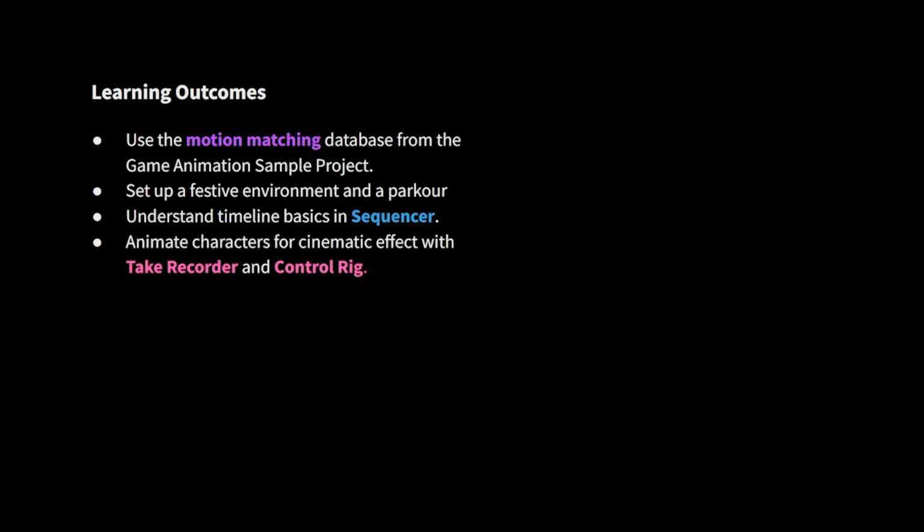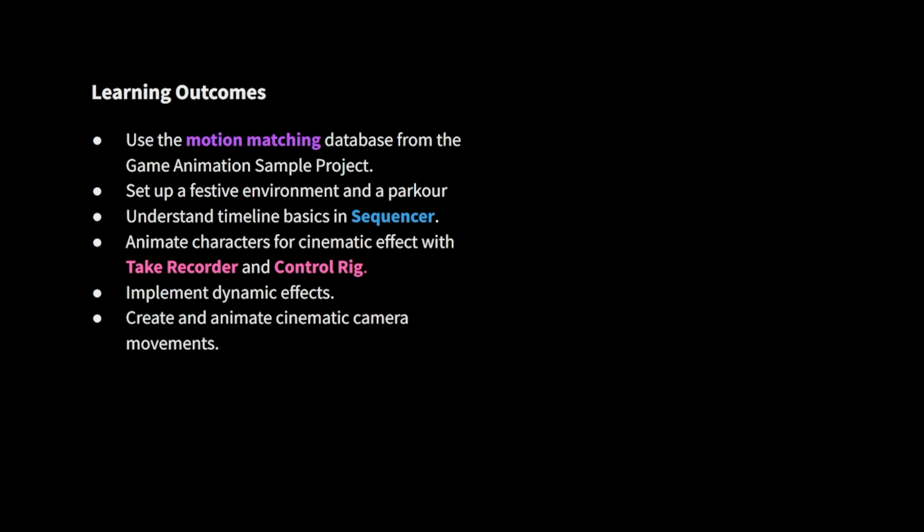We will explain and use tracks, keyframes, and sections to animate characters and objects effectively. We'll then move on to animating characters for a cinematic effect. This includes creating and applying animations using the motion matching database. Then we will add dynamic effects to our scene, such as integrating confetti using particle effects to create a magical atmosphere. We will focus on creating and animating cinematic camera movements to enhance the storytelling with dynamic shots. Finally, we will review and export the completed cinematic sequence, ensuring all elements are cohesive and polished.